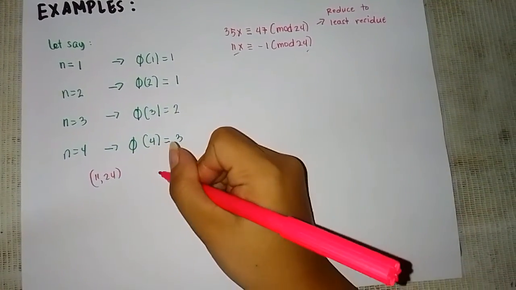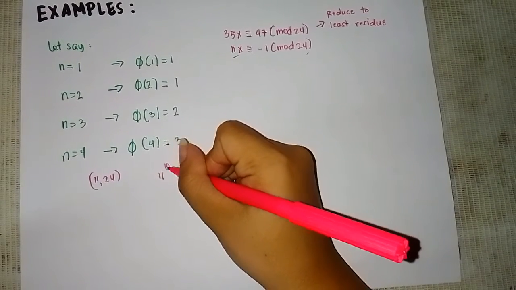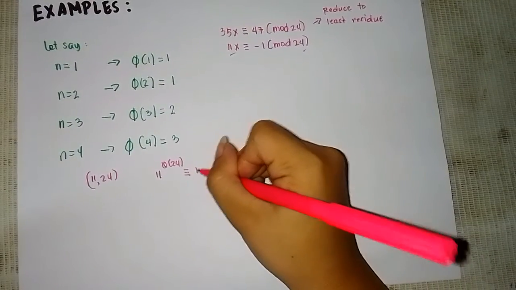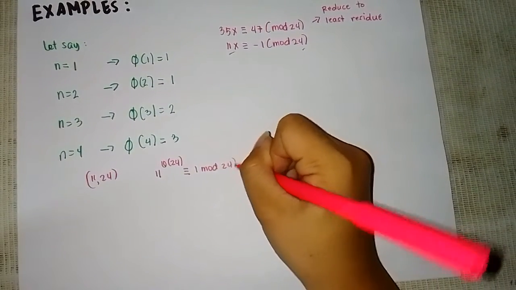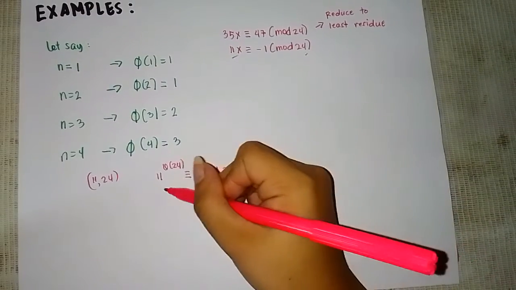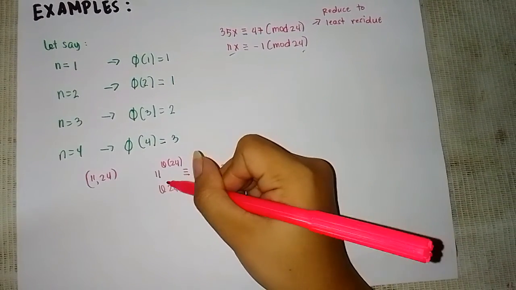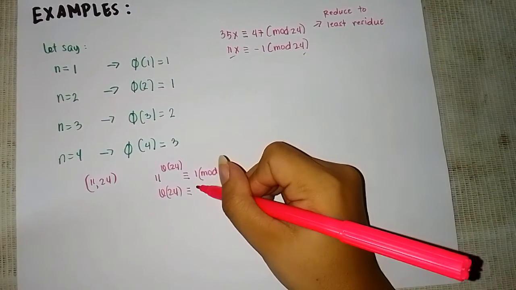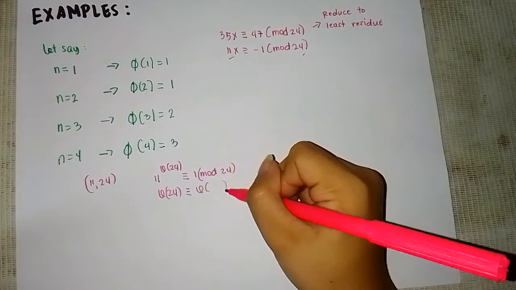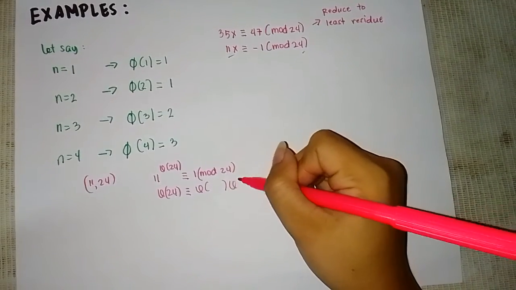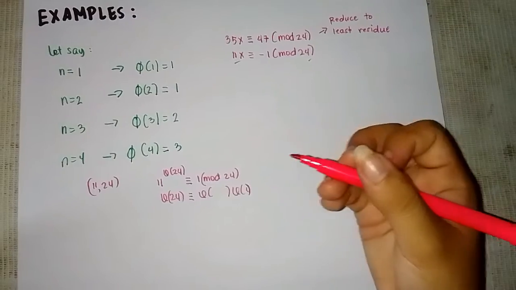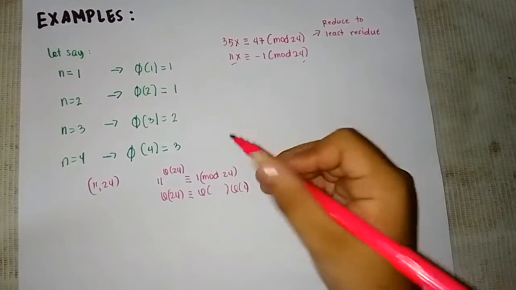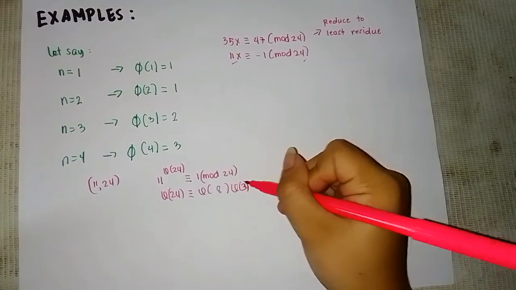So we'll find 11 to the phi of 24, that is equivalent to 1 mod 24. First, we'll find phi 24. For phi 24, we'll make two adjacent parentheses. For its factors, we have phi of one and phi of the other. We'll find factors of 24 that are relatively prime. So we have 8 and 3.